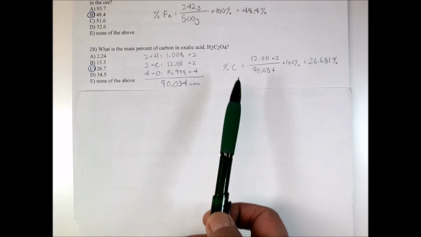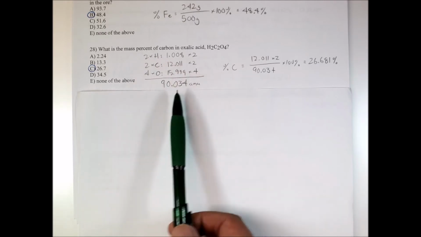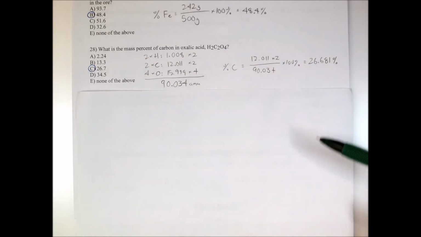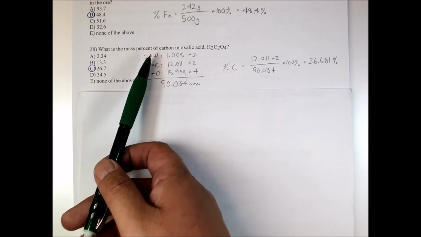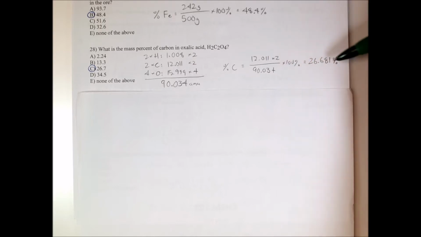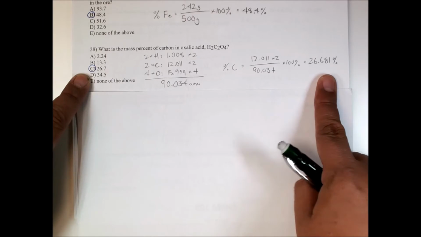All right, next one here, oxalic acid. You're given the formula. You just had to do the same thing we did before, add up all the weights together. And then here, what is the percentage of carbon? So I took the carbon component here, the 2 carbons, divided by the total, and then came up with 26.681%, which matches choice C.